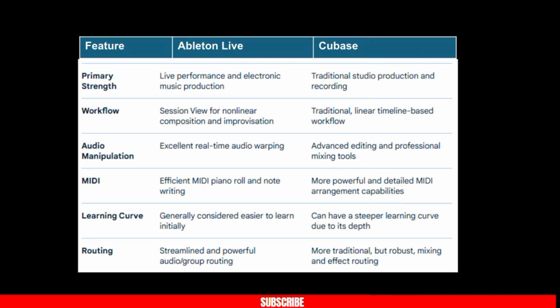On the other hand, Cubase has traditional studio production and recording. Ableton's workflow uses session view for non-linear composition and improvisation, while Cubase has a traditional linear timeline-based workflow. Ableton has excellent real-time audio warping, while Cubase has advanced editing and professional mixing tools.